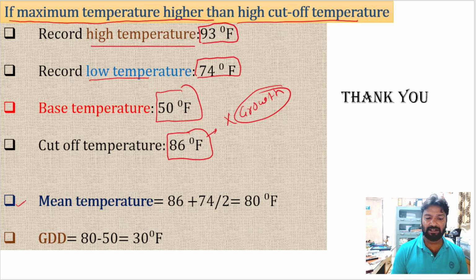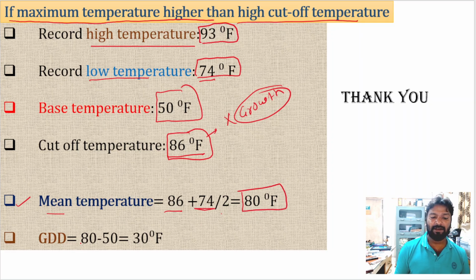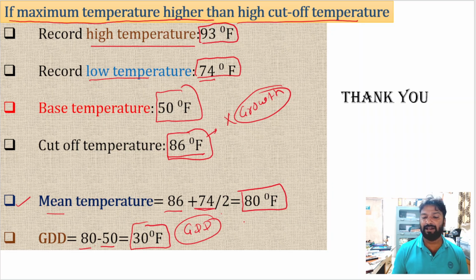So what will we do in this case? We will calculate the mean temperature from this cutoff temperature, that is 86 degrees, and your minimum, that is 74 degrees, divided by 2. So 80 is our mean temperature. Then we will deduct the base temperature from the mean temperature, and you will get 30 degrees Fahrenheit as the GDD. So daily you are adding 30 degrees Fahrenheit for the crop.